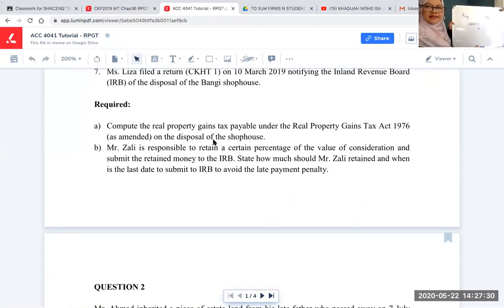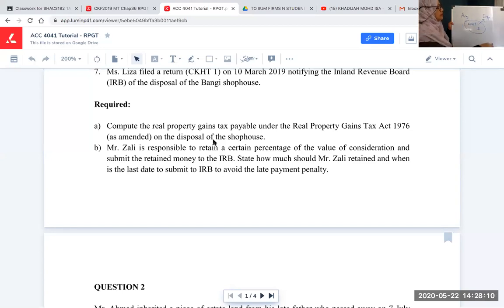Any idea what is CKHT? Ini form dekat lembaga hasil ni. Cukai hasil tanah. 1 is disposer submit, 2 is the acquirer submit. In other words, orang kampung I cakap RPGT. Pernah dengar tak cukai hasil tanah? You all tak dengar lah. Kita belajar RPGT. So benda yang sama ya.